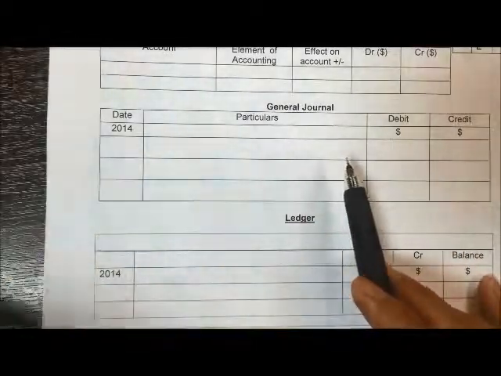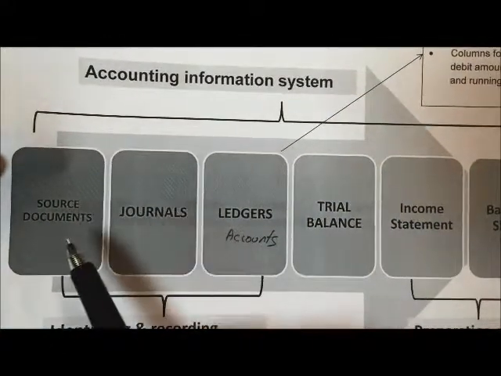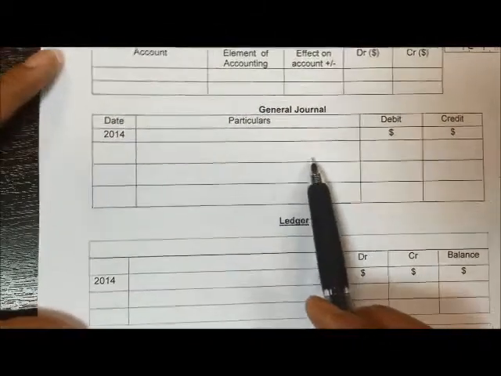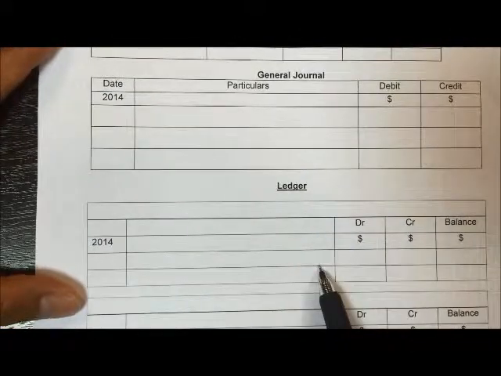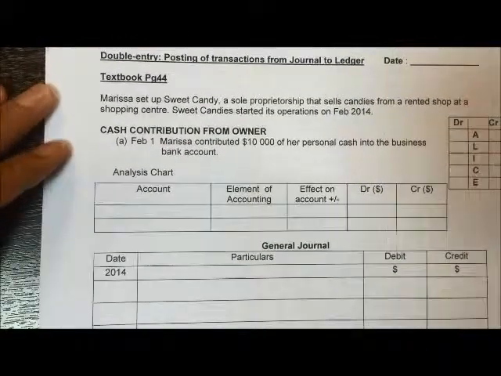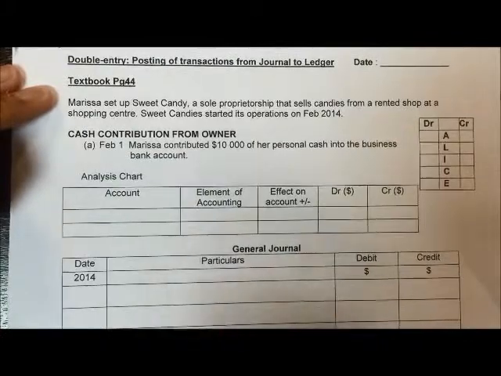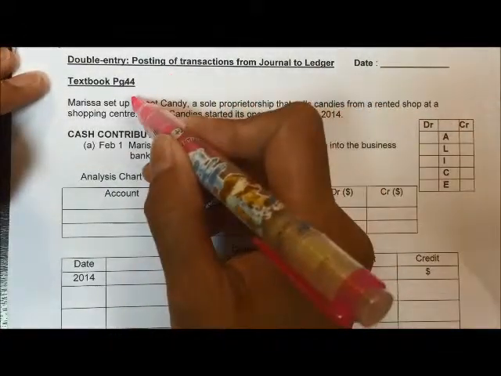As I mentioned just now, the accounting information system requires us to record the transaction into the journals and then post it to the ledgers. So this is how the journal looks. After recording it here, we're going to post it to the ledger. We're going to do this one by one. Let's look at the first transaction. But before that, read the storyline first.